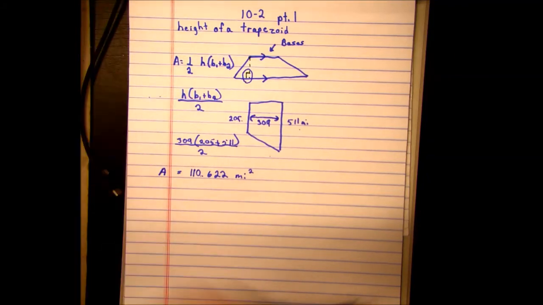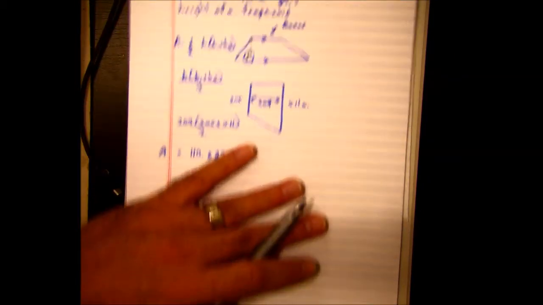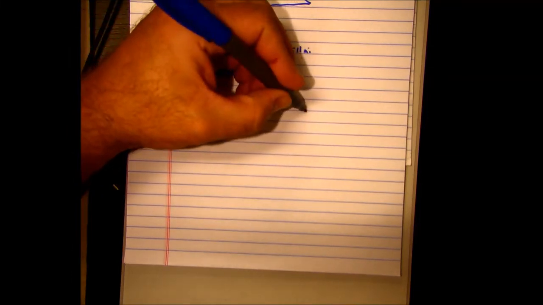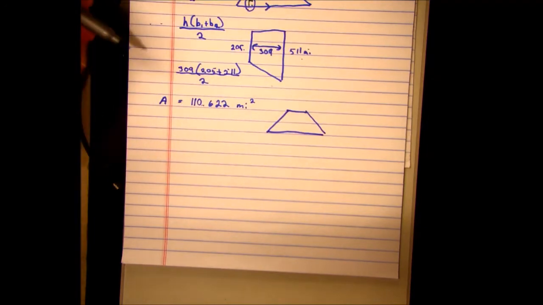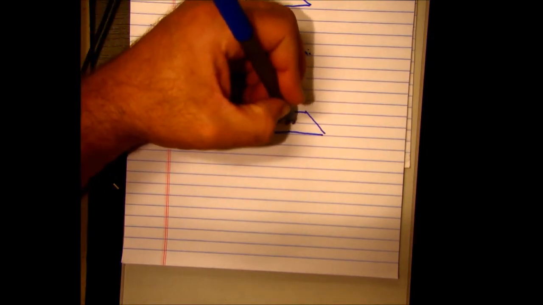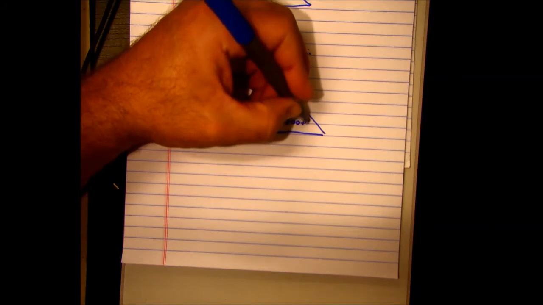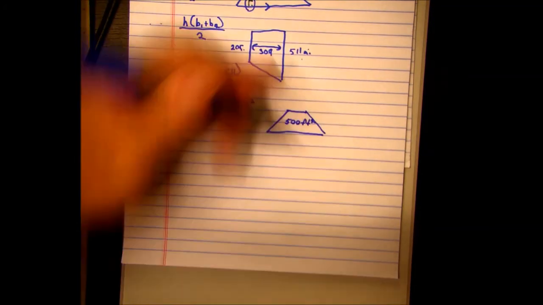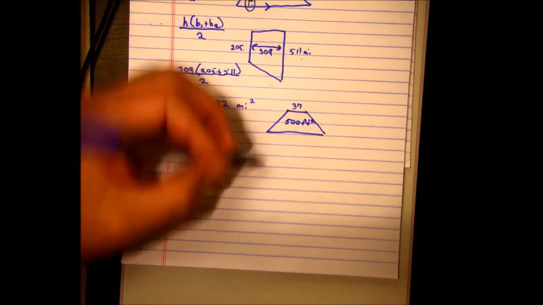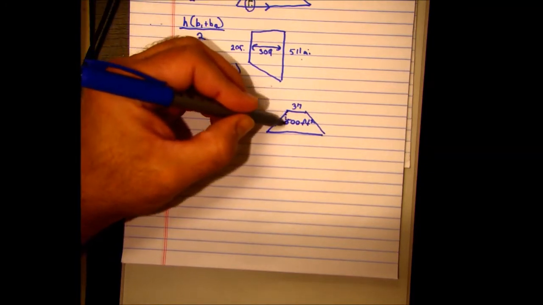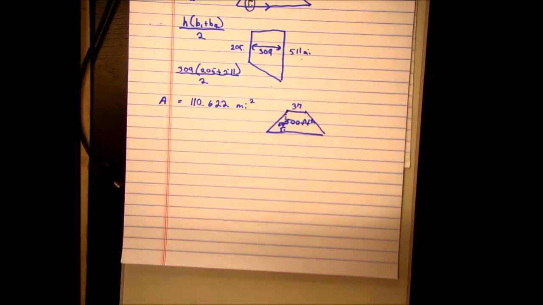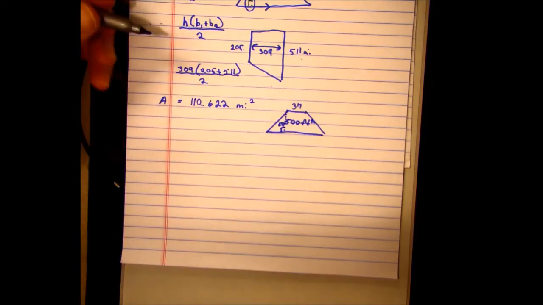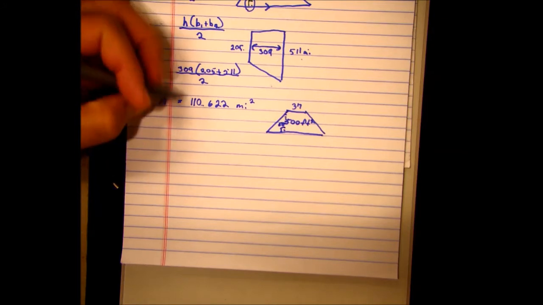So let's just say I have a trapezoid, and I'm letting you know that the area is 500 feet squared. Base 1 is 37. And I'm even going to give you the height of 50. I need to know what base 2 is. So what's wrong with this one? I'm missing the other base.